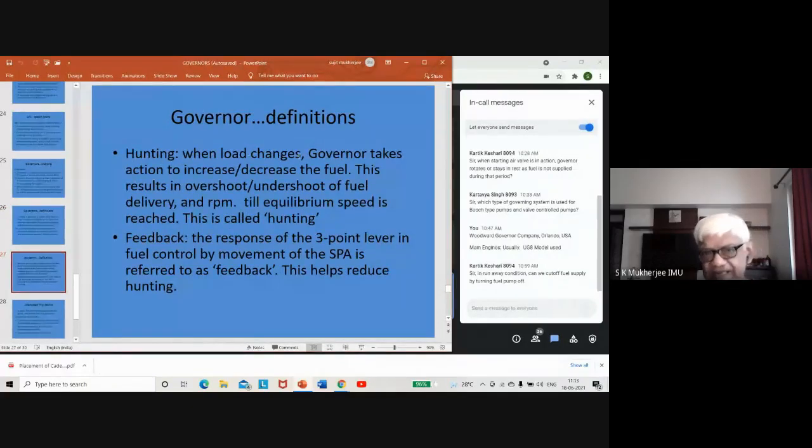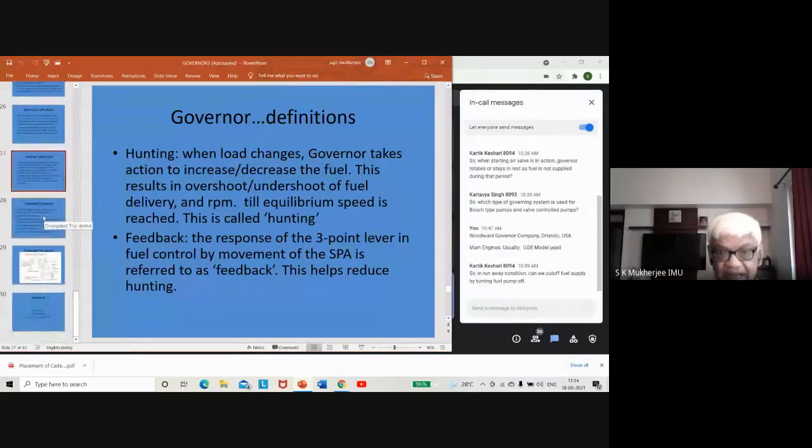Hunting. When load changes, the governor takes action to increase or decrease the fuel. This results in overshoot and undershoot of the fuel delivery and therefore the RPM till equilibrium is reached. This is called hunting. I don't need to explain hunting to you. It is generally overshoot or undershoot of the median value that is desired. Feedback. The response of the three-point lever in the fuel control by the movement of the SPA is referred to as feedback. This helps reduce hunting. I explained to you, before the servo power amplifier can give too much fuel, it is immediately controlled and not allowed to give too much fuel. So that is what helps in controlling hunting.